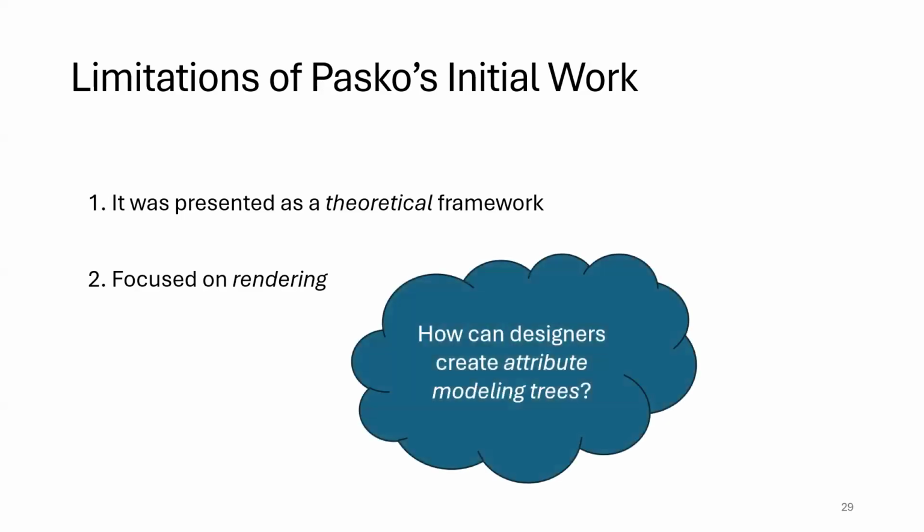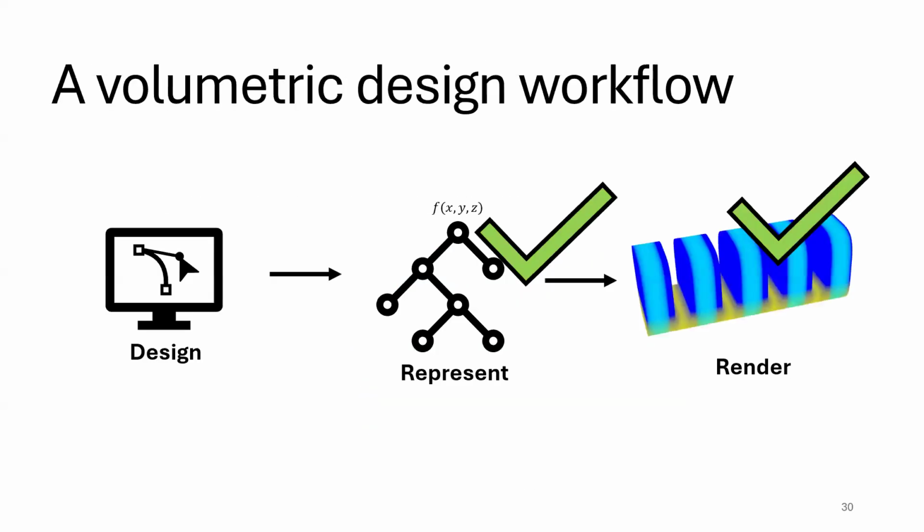So, some limitations of Pasko's work: what was presented was mostly a theoretical framework. He proposed this as a way, in theory, of doing modeling like this. He did provide some concrete examples, but they were purely for rendering. This largely predates most of the innovations in 3D printing, so we don't have a good way of applying it directly to 3D printing yet. And then it brings up this other question: how can designers actually create these attribute modeling trees? How can we systematically define them in an intuitive way for users?